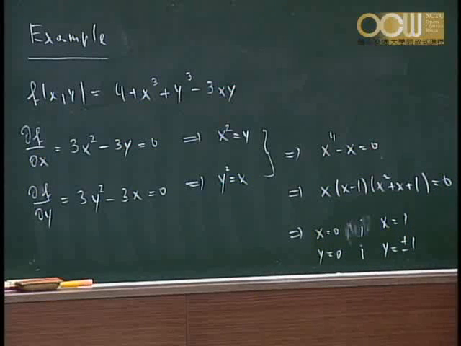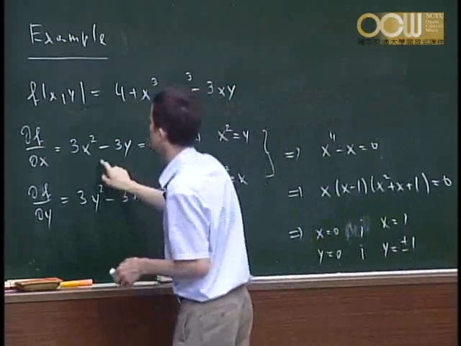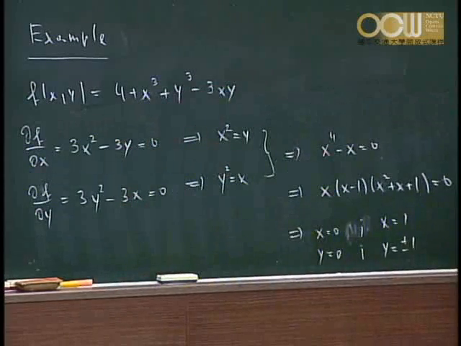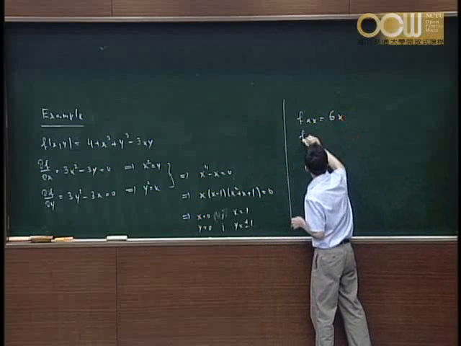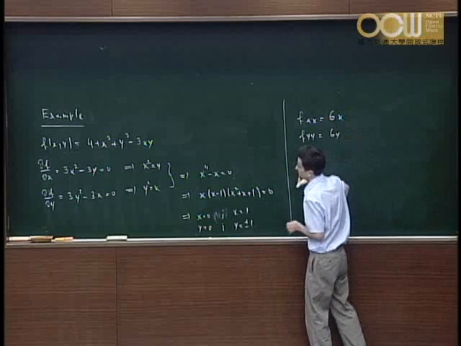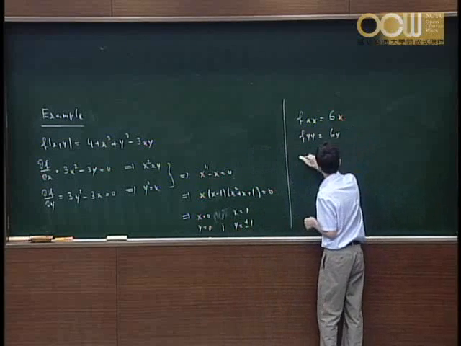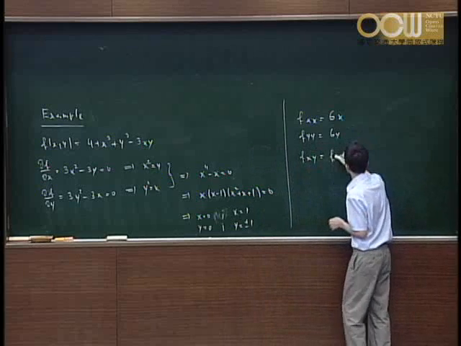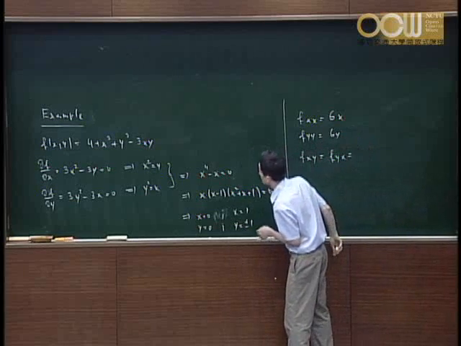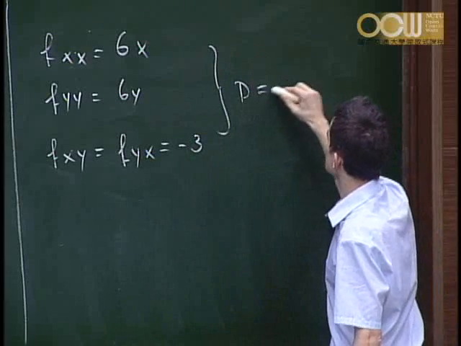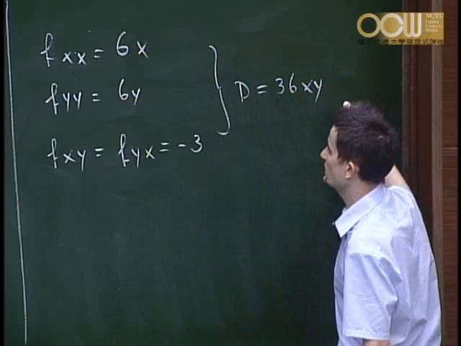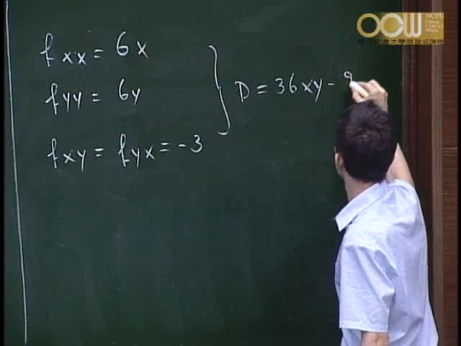Now normally, let's make a small table, or let's compute. We have to compute the second partial derivatives. So fxx is equal to 6x, then fyy is equal to 6y because of symmetry, and fxy, of course, for this example is equal to fyx is equal to minus 3. From this you see that D is equal to 36 xy minus 9.